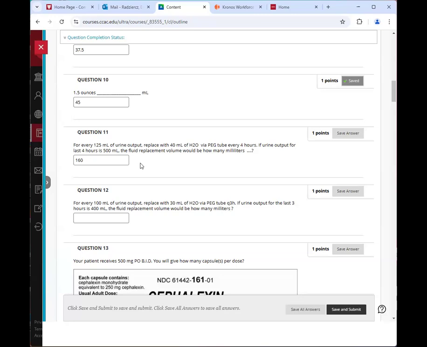Now, I had a student ask me yesterday, do you need to include milliliters? It's indicated here in the question. So for all of them, numerical answer only.